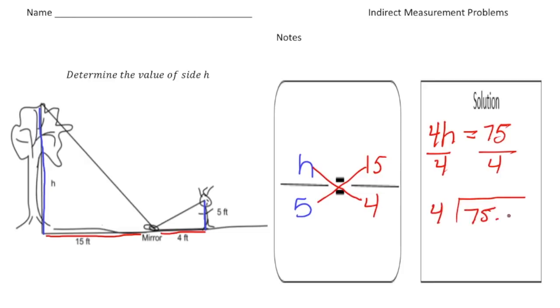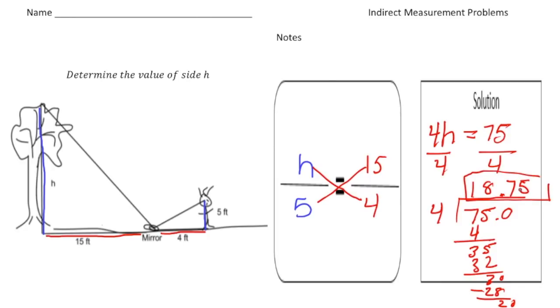I'm going to make that 75.0. So see, 4 goes into 7 once, and then subtract to get 35. 4 goes into 35 8 times, because that's 32. And we have 3 and a 0. And then 4 goes into 30 7 times. That's 28. And then finally, when I subtract, I get 2, make that 20, and that's going to be a 5, and that'll be it. So we know that the height of the tree is 18.75 feet.